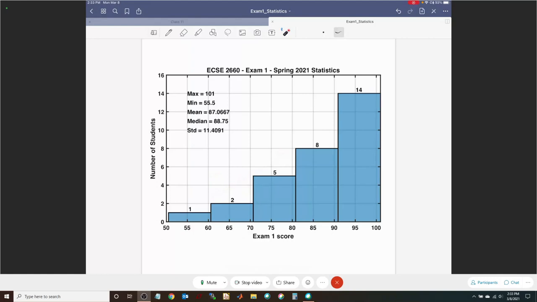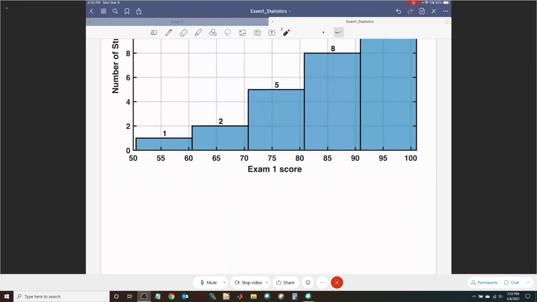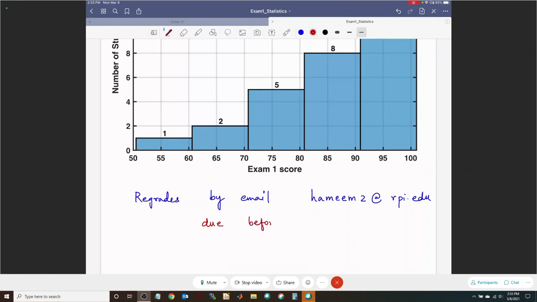All right, so let's talk about regrades. For regrades, you can take until the next class day. Regrades are by email. My email address is written here. Please explain the reason for the regrade request, and send me that email before next class, due before next class day, which is March 11th.